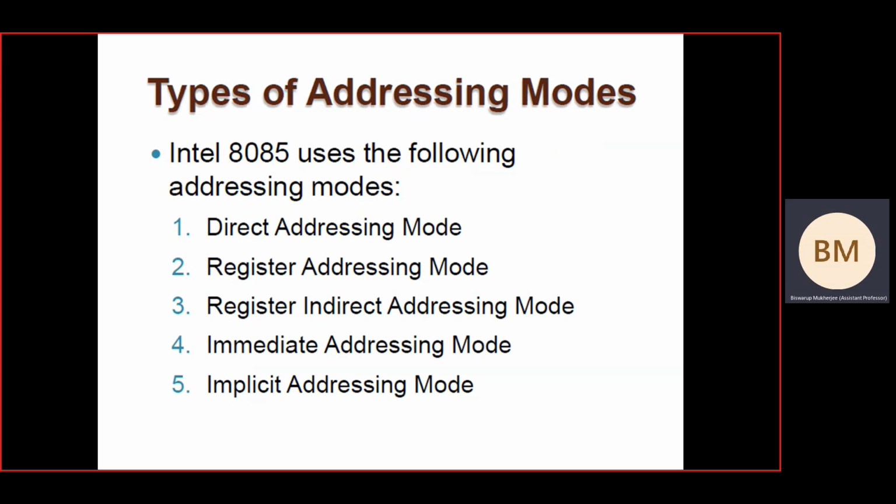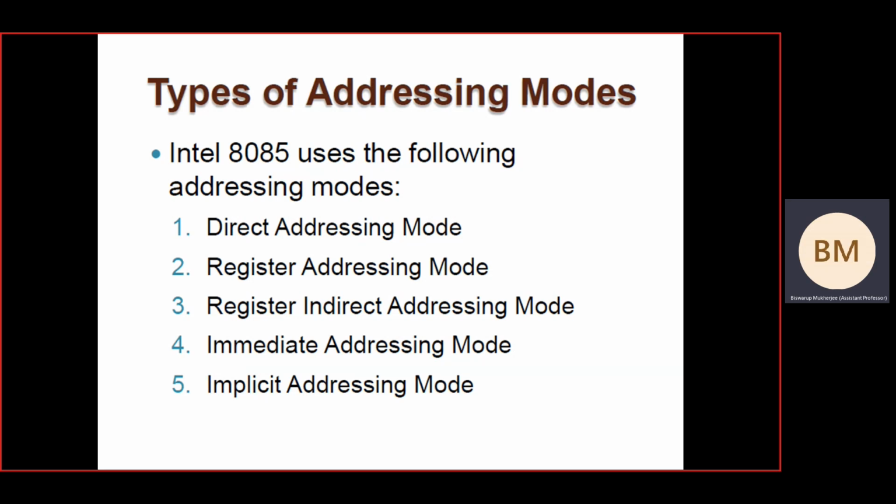Next is register addressing mode. That means something like MOV A comma B. The data which is stored in B, you are now moving into A. So one register has stored one 8-bit data, and that data you are storing in the accumulator. That is the addressing mode you are trying to use.